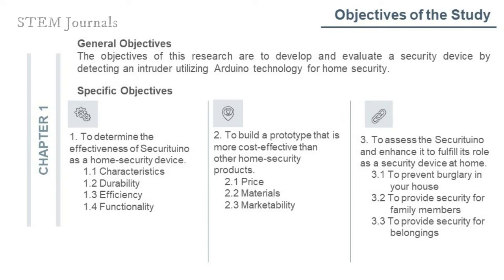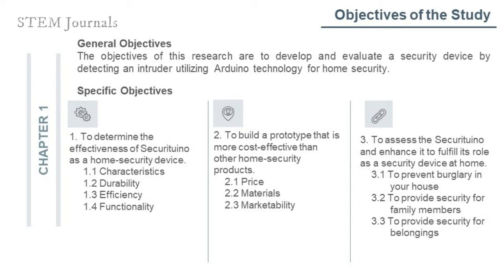The general objective of this study is to evaluate and develop a prototype security device with the use of Arduino technology that can detect intruders. And there are three categories, or three specific objectives. The first one is the effectiveness, the next is the cost effectivity in comparison to other devices, and the third is the assessment and enhancement of the prototype to fulfill its role. These three categories are also divided into 3 to 4 subcategories.